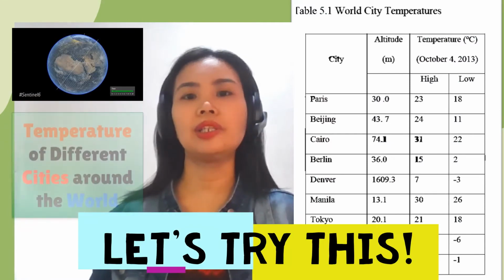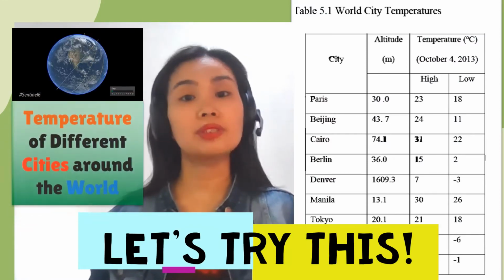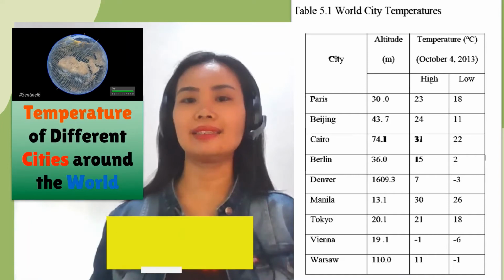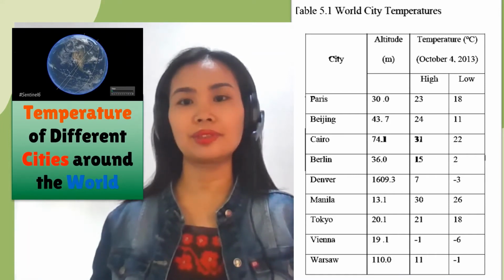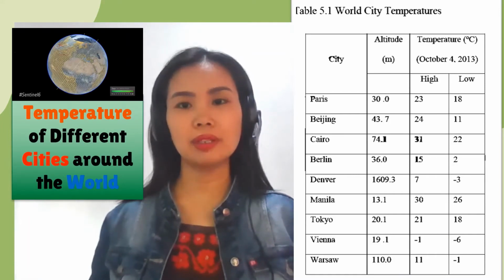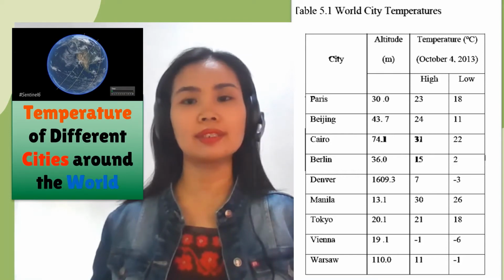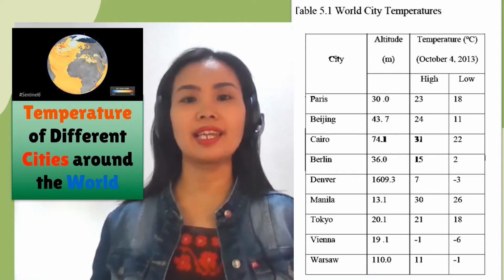Here are the low and high temperatures of some cities in the world dated October 4, 2013. On a world map, try to locate the two warmest and coldest cities in the table.